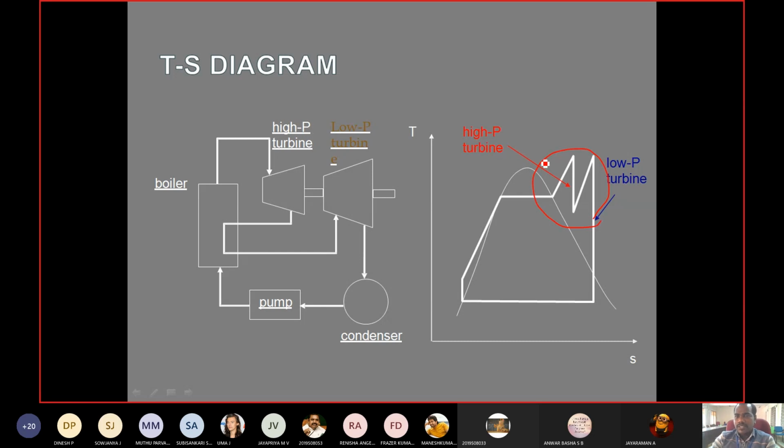In the high pressure turbine, there is an isentropic process. Then during this reheating process, the pressure of this vapor is increased to the initial state. Then again, there is a low pressure turbine work, and again there is a constant isentropic process, right? Because of that alone, they produced this reheat Rankine cycle. So this is the actual Rankine cycle TS diagram, but if we introduce the reheating process, we can get this shift in this TS diagram.